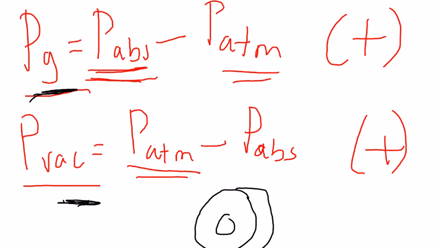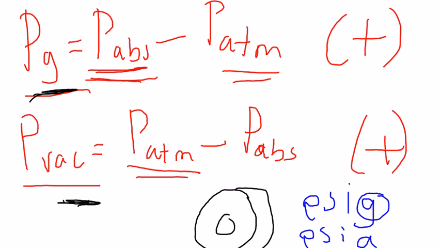All types of pressures have their own applications. And one more important thing: the unit pounds per square inch, sometimes you can see with a G and sometimes with an A. The G represents gauge pressure and the A represents absolute pressure.